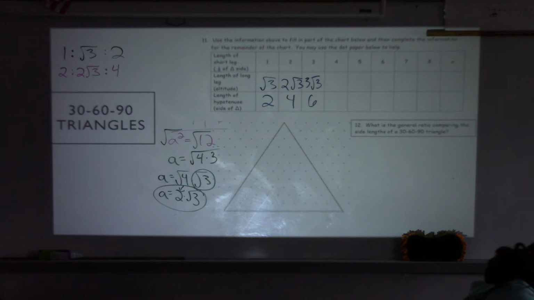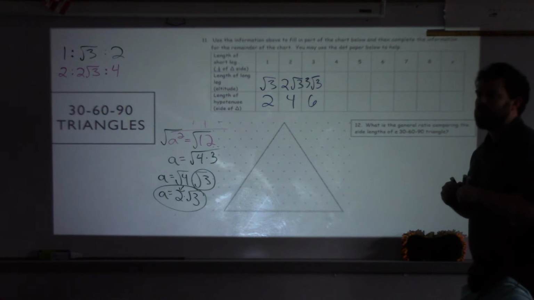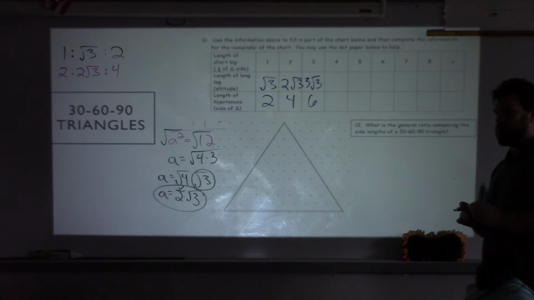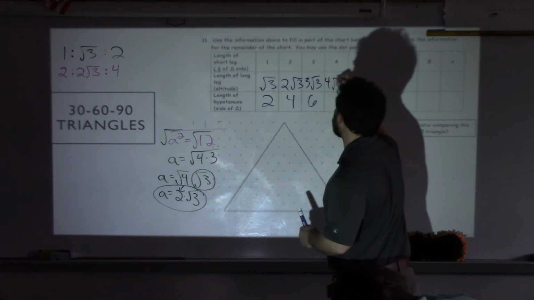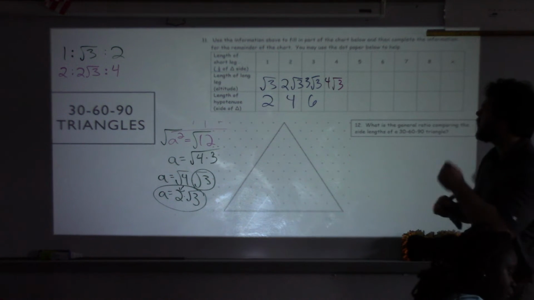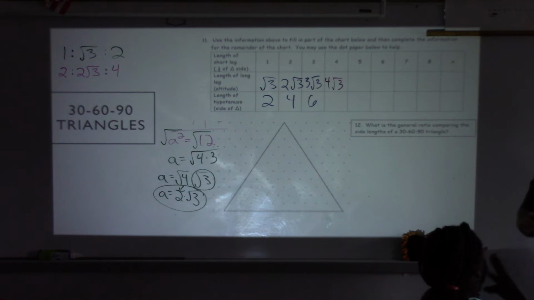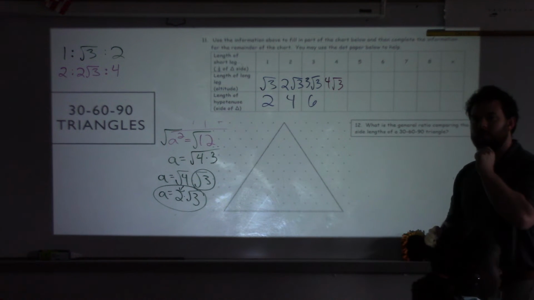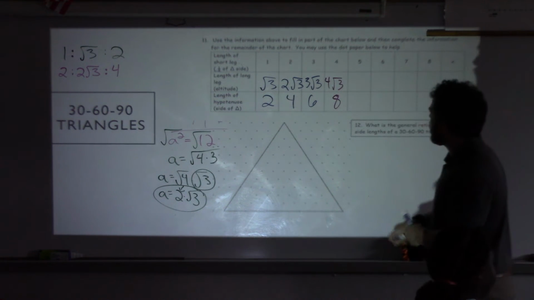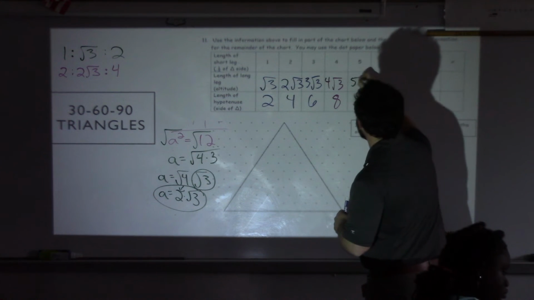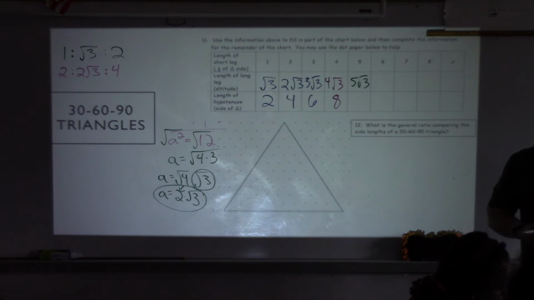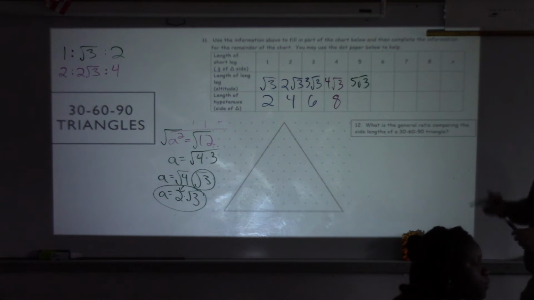All right. So, Terrian, if the short leg is 4, what's the length of the long leg? Times square root of 3, okay. Jalen, if the short leg is 4, what's the length of the hypotenuse? I put 8. Alright, Gabe, if the short leg is 5, what's the length of the long leg? 5 times square root of 3. Rose, what is the length of the hypotenuse?